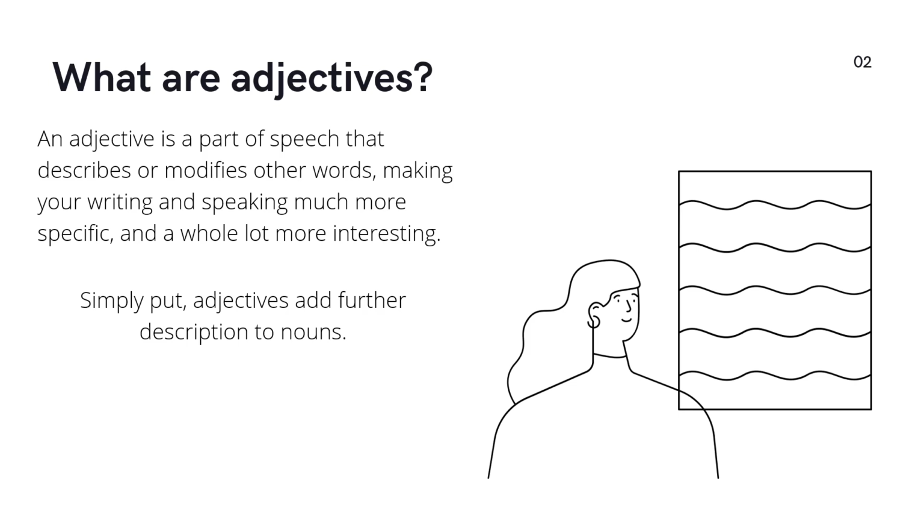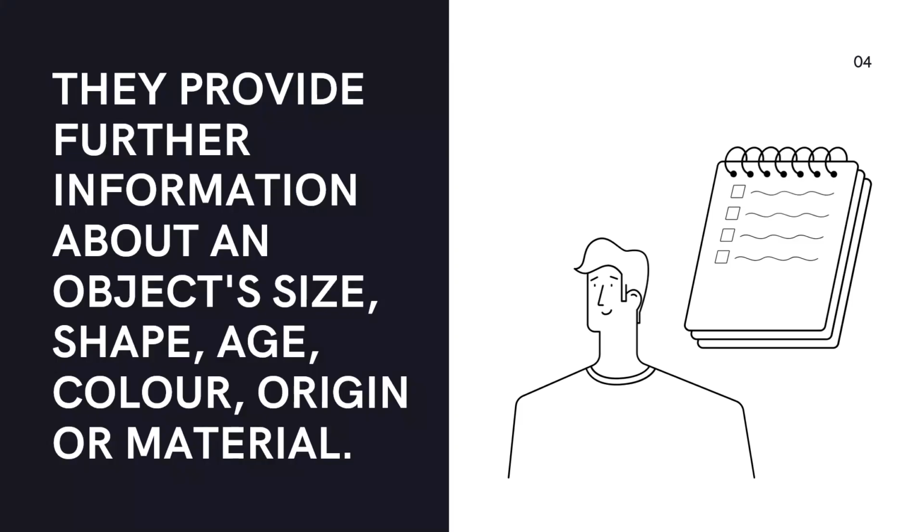Alright, so what are adjectives? An adjective is a part of speech that describes or modifies other words, making your writing and speaking much more specific and a whole lot more interesting. Simply put, adjectives add a further description to your nouns. They provide further information about an object's size, its shape, the age, color, origin, or even the material that is used to make it.